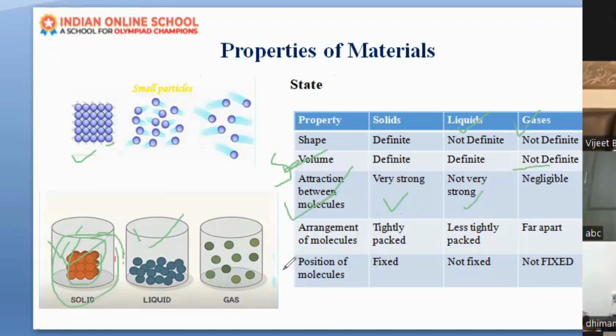Okay. Now let's see the arrangement of molecules. I think it is self-explanatory; I explained it so many times. Solid, tightly packed. What about liquid? Less tightly packed. And what about gases? Very loosely packed. Now position of molecules, again the same. Here the molecules have a fixed position. Here not fixed because they are loosely packed. Here even less fixed because very loosely packed. I hope you understood all the properties, students. It's very important, I must say, because so many questions come from this particular slide.